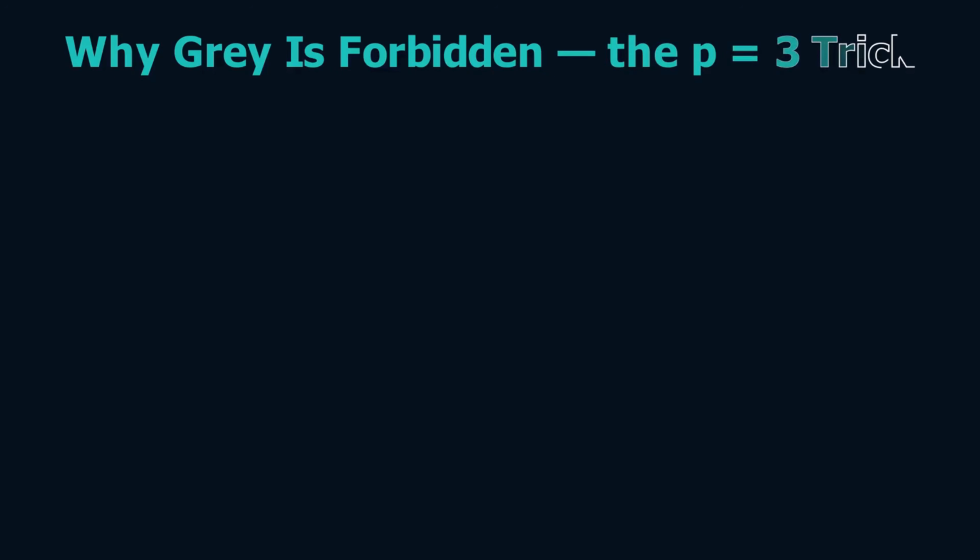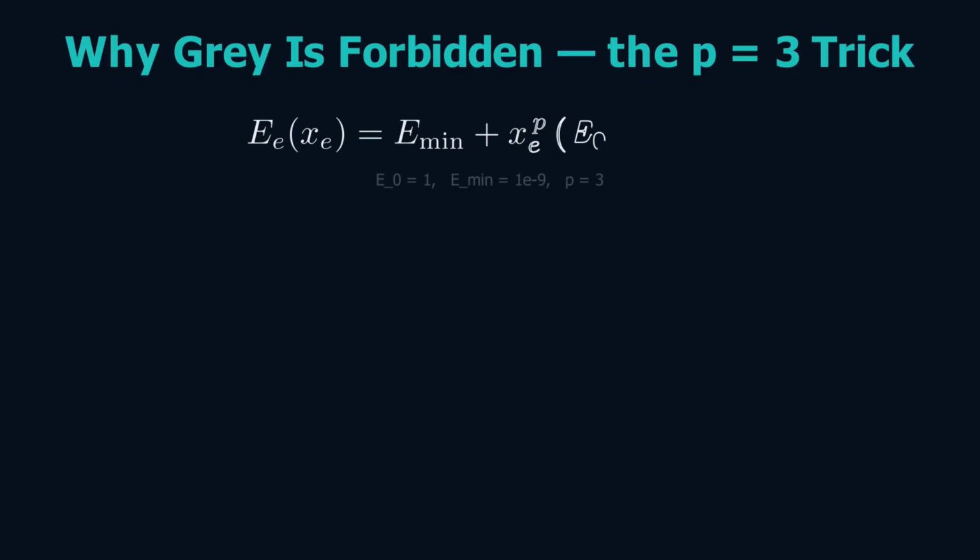The trick that does this is called SIMP. The stiffness of an element is its density raised to a power p. That tiny Emin keeps a fully void element from making the maths blow up. It is 9 orders of magnitude below solid, far too small to change any design.